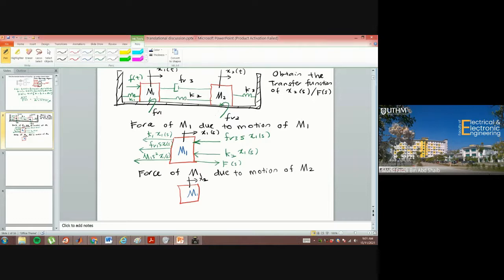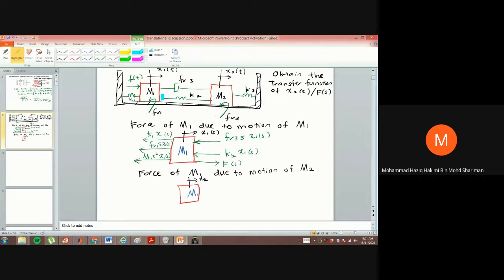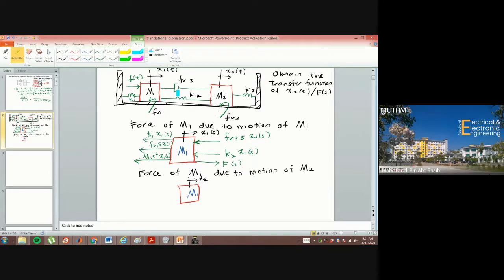What is the link between M1 and M2? FV3 and K2. FV3 and K2, okay? This can be tricky, okay? FV3, okay, we draw the force of FV3, but in the direction of X2, okay?